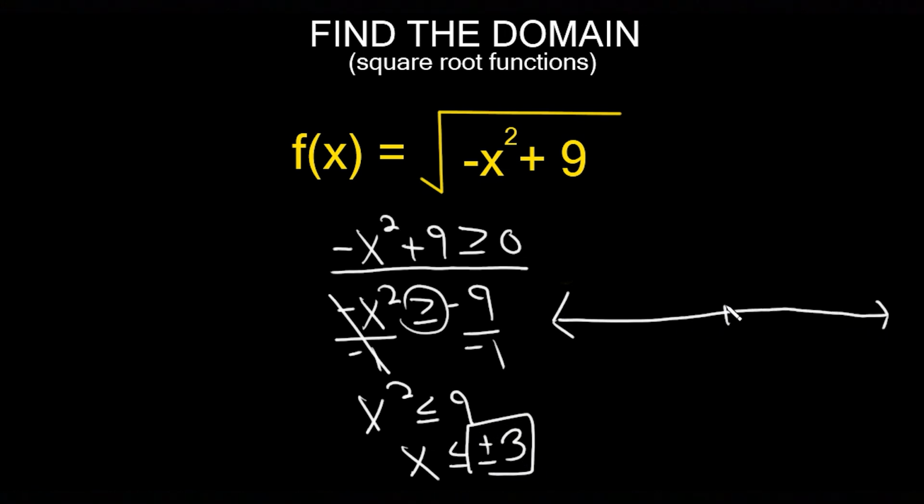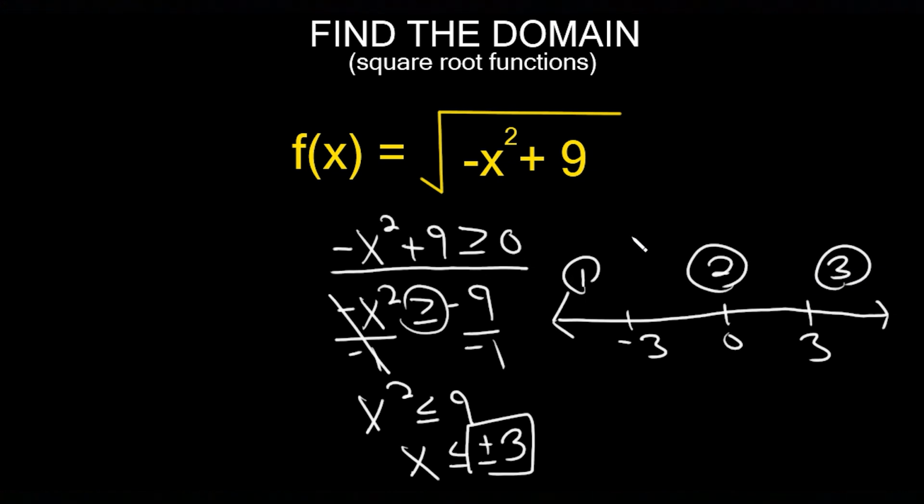So I'm going to start at 0. We'll put negative 3 right here and positive 3 here. So my first region is right here, and then my second region is in between negative 3 and 3, and then my third region is to the right of positive 3. So I'm going to pick a number to the left of negative 3. I'll just pick negative 4.